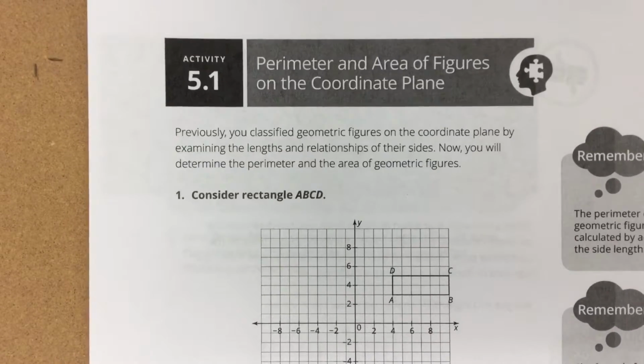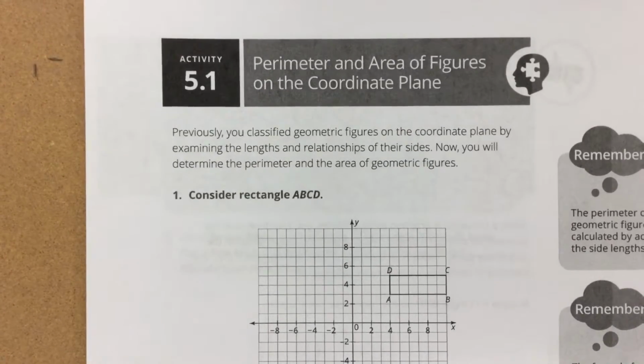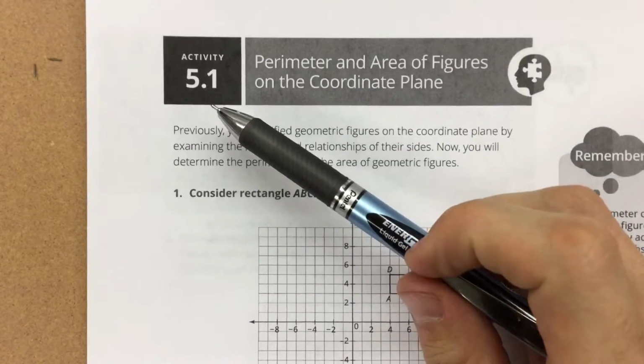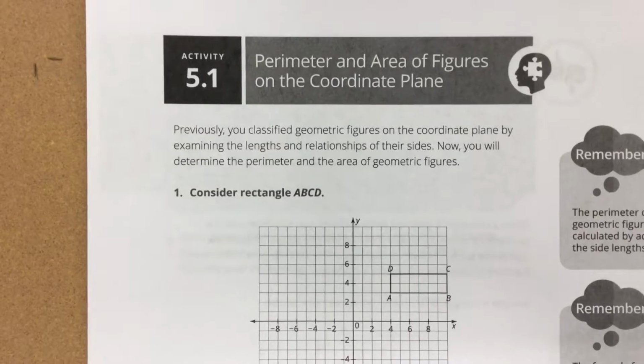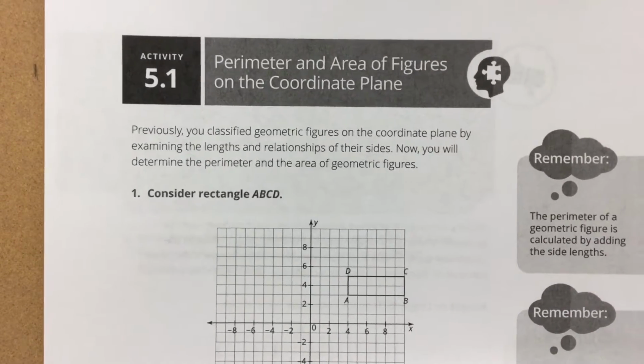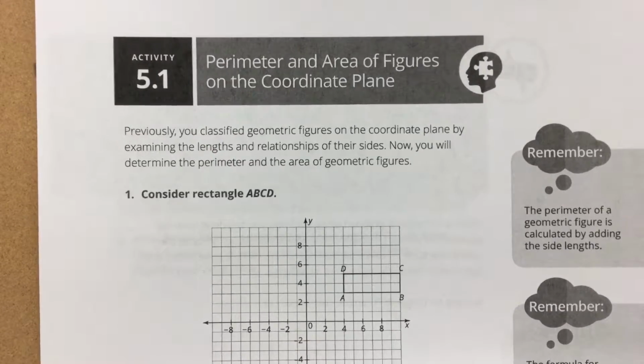We are still in Packet 5. I apologize in advance for the marathon video that I'm sure this is going to turn into. We're looking at Activity 5.1, Perimeter and Area of Figures on a Coordinate Plane, and it is a very long section, very long activity. Okay, so this one is going to be a long video.